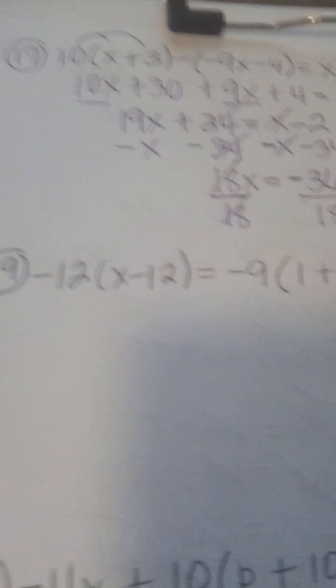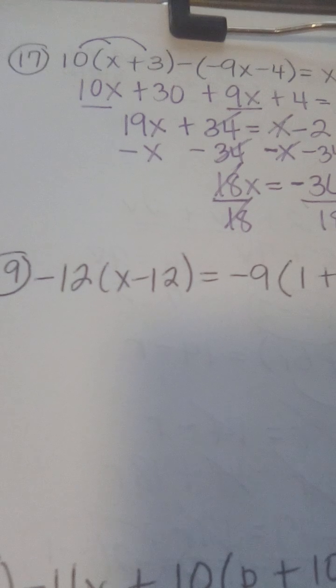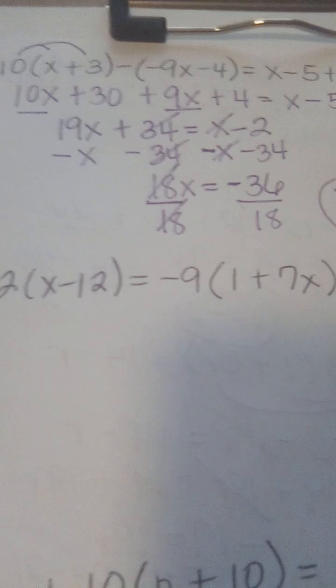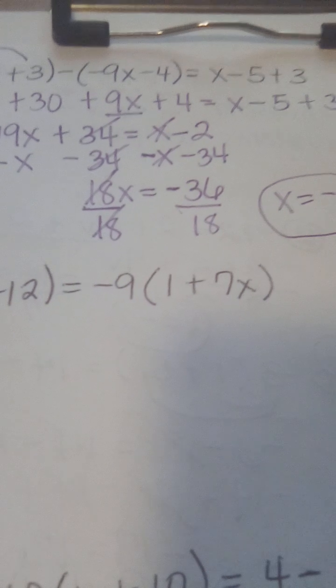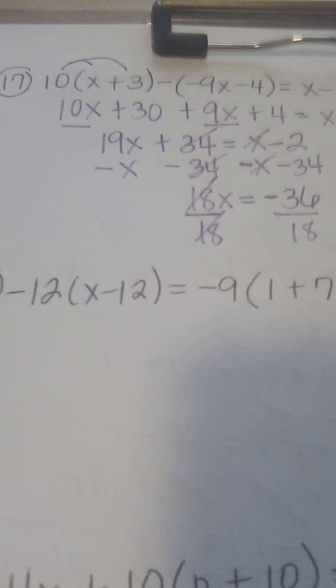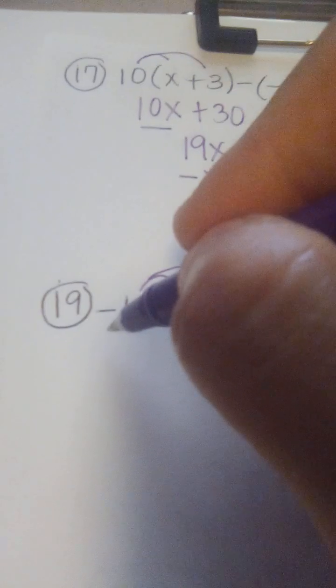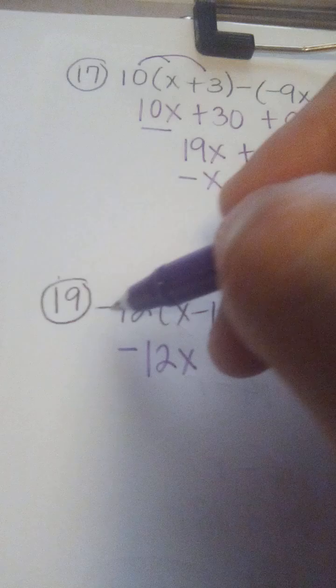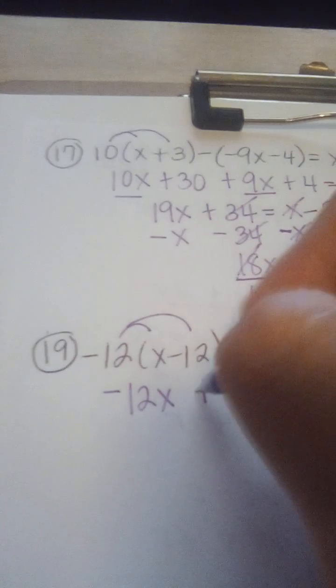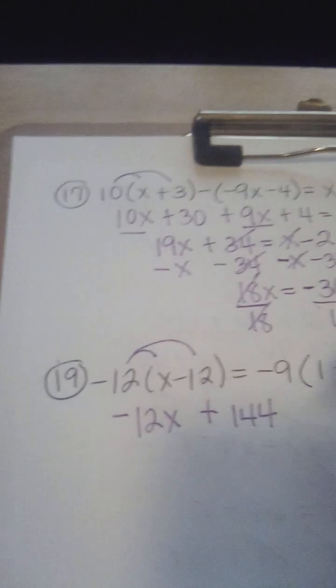We have number 19. We have negative 12, open parentheses, x minus 12, close parentheses. On the right side, we have negative 9, open parentheses, 1 plus 7x, close parentheses. It's going to be a lot simpler, believe it or not, folks. Let's do this. We do what? Distribute, right? We have a negative 12 times x. It gives us a negative 12x. Negative 12 times a negative 12 gives us a positive, right? What number? 144, right?